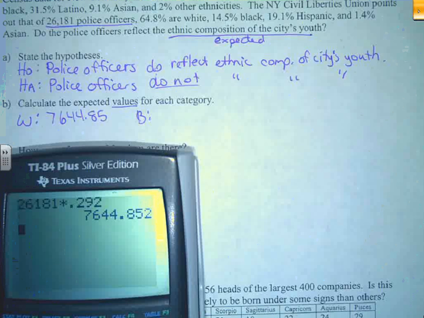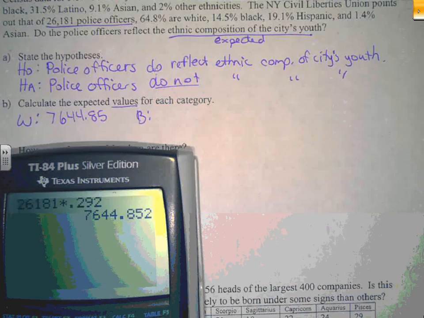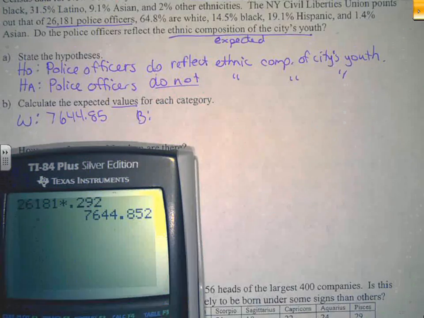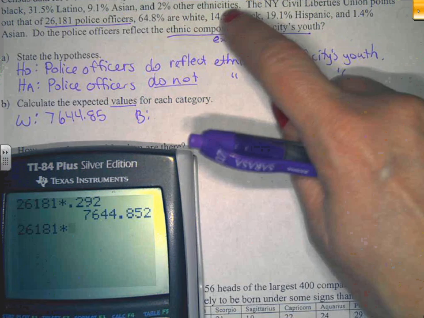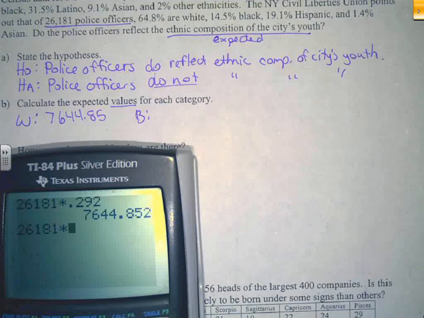Would we leave it a decimal? You can leave it as a decimal, even though that may not make sense, but because it's a hypothetical situation, you can have a decimal. It's what you expect. But obviously, in real life, you couldn't have 0.85 of a person. Okay, and then you just keep doing that for every category. So let's see, 28.2. They would expect to be black.